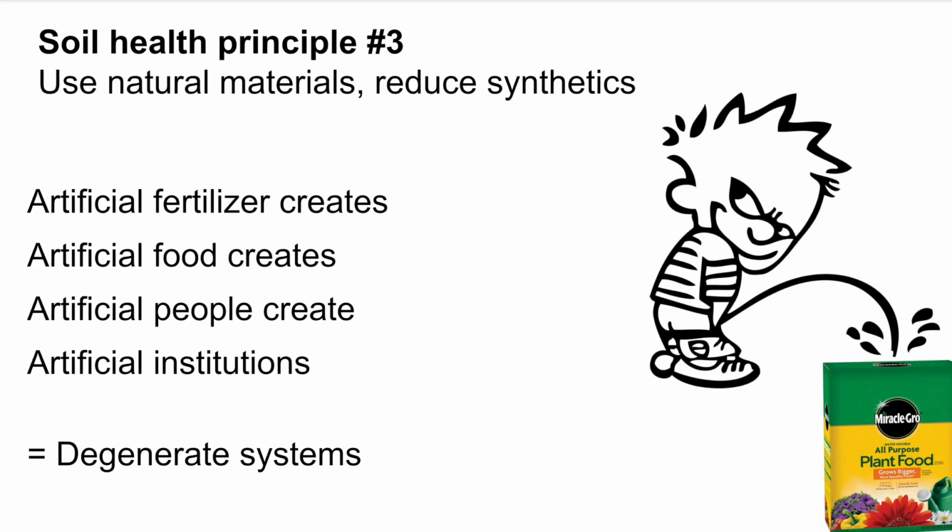Soil health principle number 3: use natural materials and reduce synthetics. Natural amendments are like natural food. Your body knows how to use natural products. They're wholesome and still intact. They keep you healthy. Natural foods taste better. If junk food wasn't convenient, you'd prefer real food. If microbes could talk, they'd tell you that pea tastes better than Miracle-Gro.